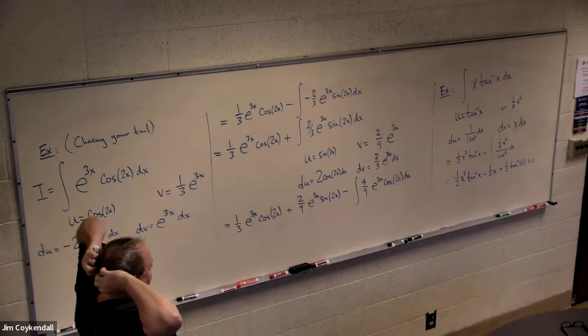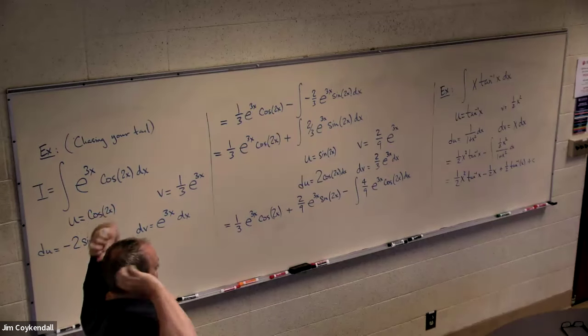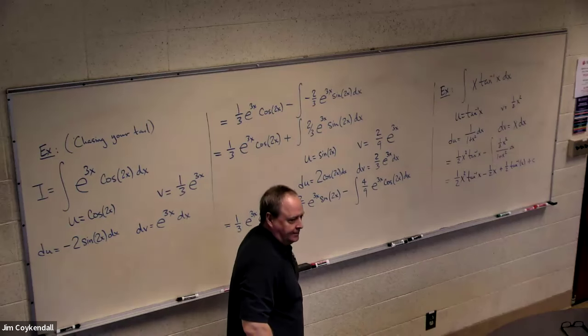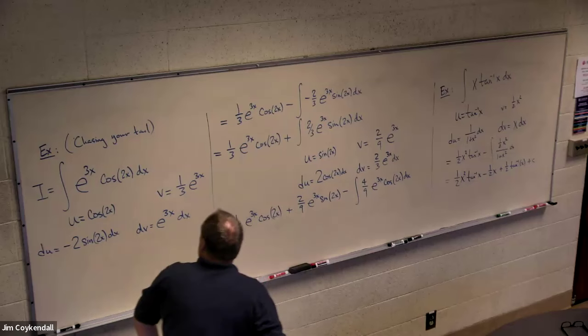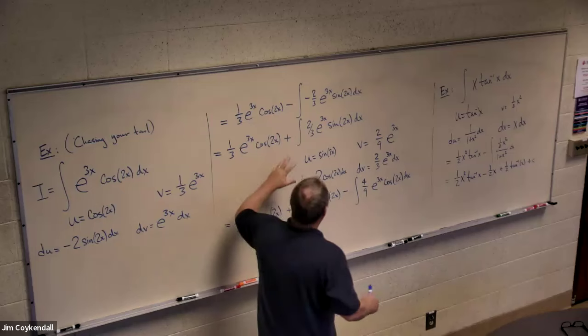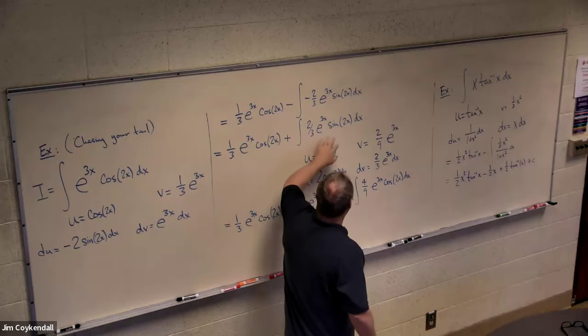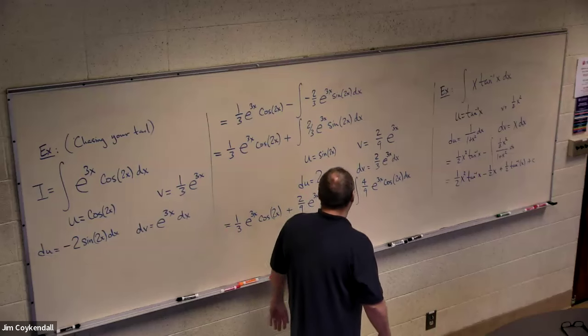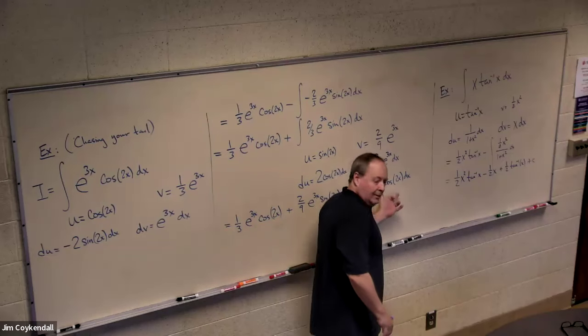Okay, somebody tell me why this is getting really frustrating now. What's the problem? It's like, right? Because what did I do? I started with e to the 3x cosine 2x, and I got this expression. Now I've got to integrate e to the 3x sine 2x, right? And now look, I'm back to my original problem.